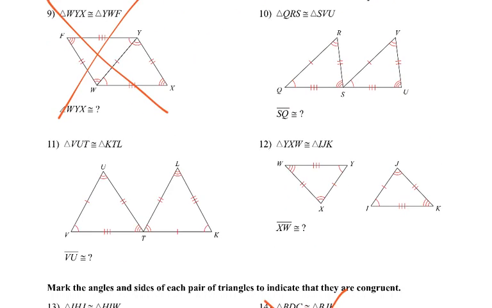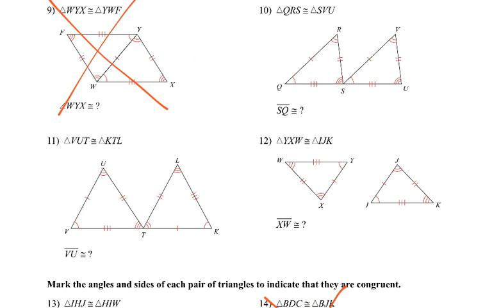Let's take a look at the rest of these three and see what sides they correspond with. So SQ, S and Q are on the outside, with 3 tick marks. So it should be the two on the outside, S and U. So line SU.